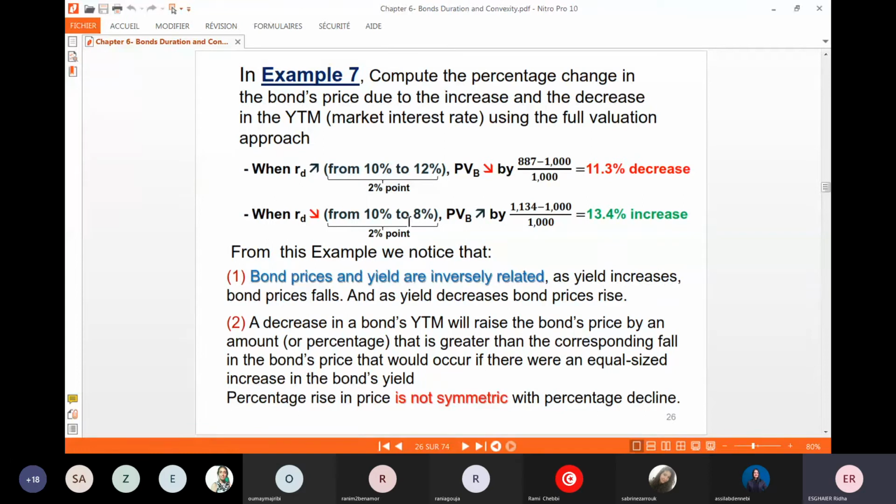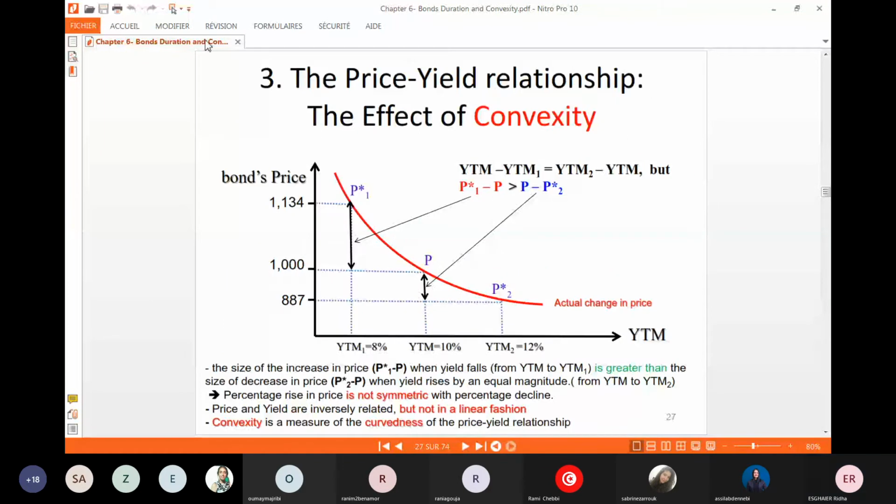We find the impact of an increase of the market interest rate on the value of the bond is less than the impact of a decrease of the market interest rate on the increase of the price of the bond. This is due to what? This is due to the convexity of the relationship between the bond price and the yield to maturity. The relationship is not linear. A 2% increase and a 2% decrease do not give you the same increase and decrease in the price. The increase in the price of the bond, which was initially P when the yield to maturity was 10, became P1 star.